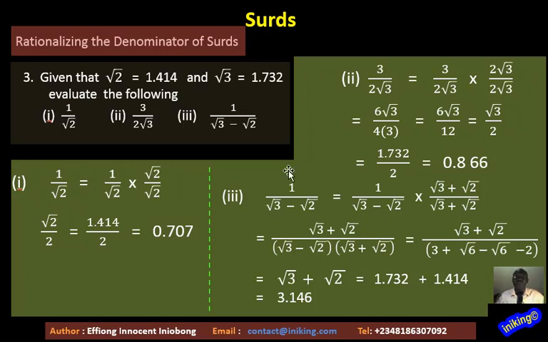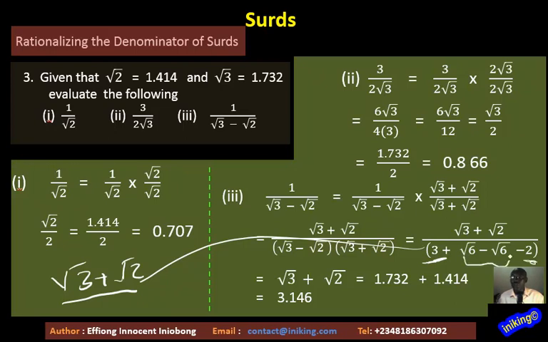So we just have what? Let's put this well. From here, we would have had something like this: root 3 plus root 2 divided by 3 minus 2, because this is already 0. That will give us 1. So that's why we have here root 3 plus root 2. And then of course the value of root 3 has been given to us as 1.732, and then we also put here 1.414, and that gives us 3.146.